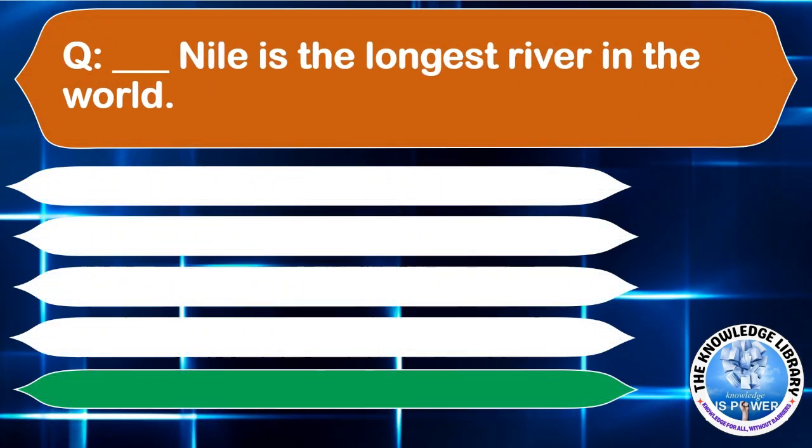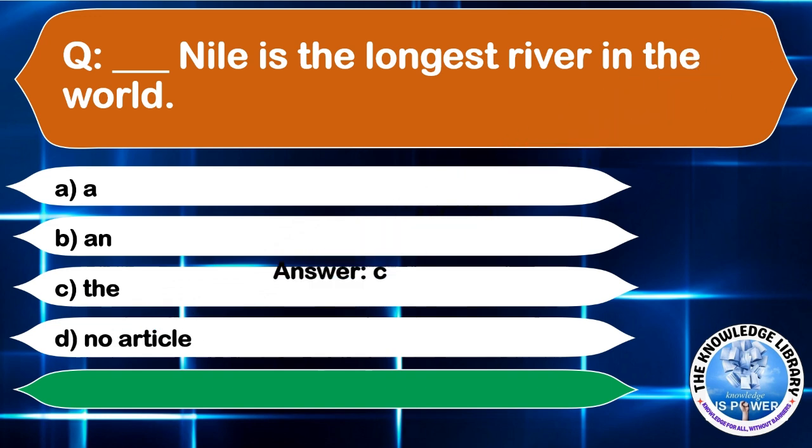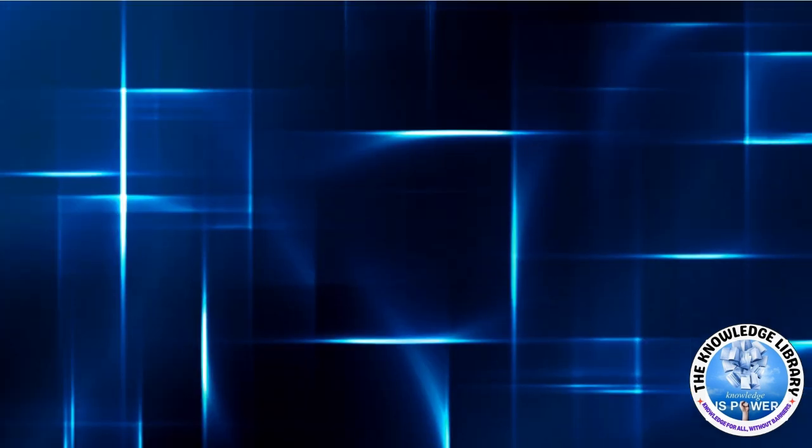Dash Nile is the longest river in the world. Option A, a. Option B, an. Option C, the. Or option D, no article. The correct answer is option C, the. Moving to the next question.